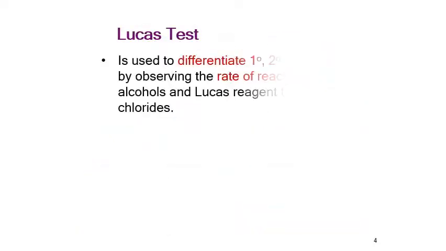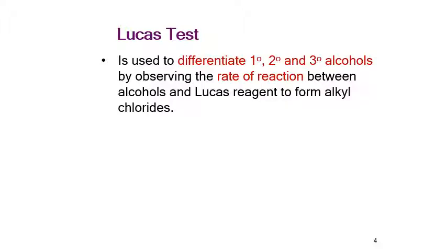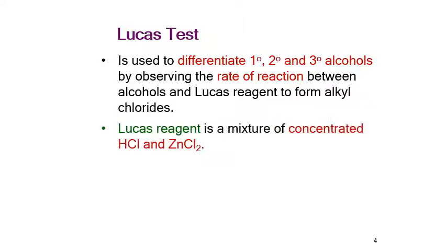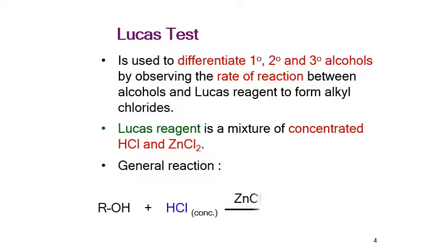Lucas test is used to differentiate primary, secondary, and tertiary alcohols by observing the rate of reaction between alcohols and Lucas reagent to form alkyl chloride. Lucas reagent is a mixture of concentrated HCl and ZnCl2. The general reaction is ROH plus concentrated HCl in the presence of ZnCl2 produces RCl plus water.